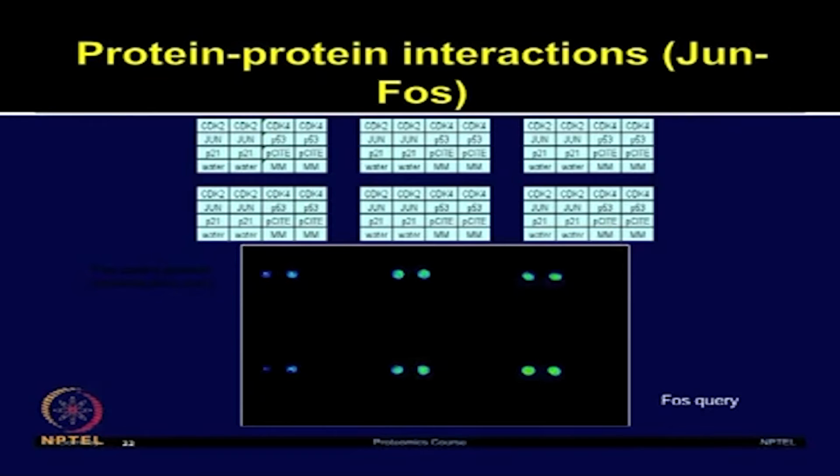In this slide, I am showing you a small test array which we used to teach a course at Cold Spring Harbor in New York, where students were making these arrays themselves. As you can see in the array layout, there are only a handful of 5 genes printed in duplicate on the chip along with vector control, master mix and the water.